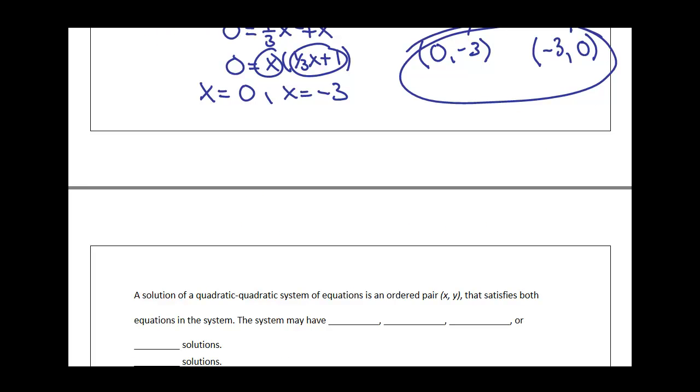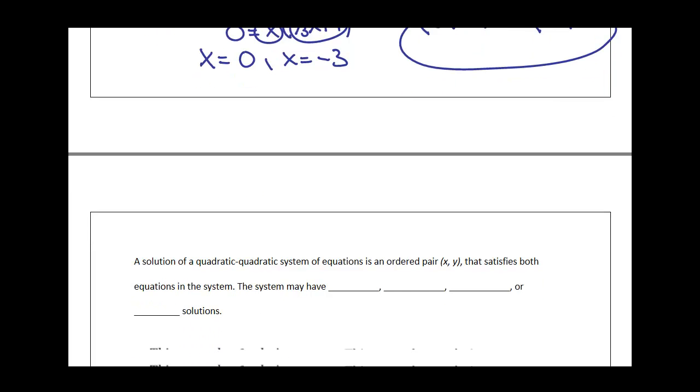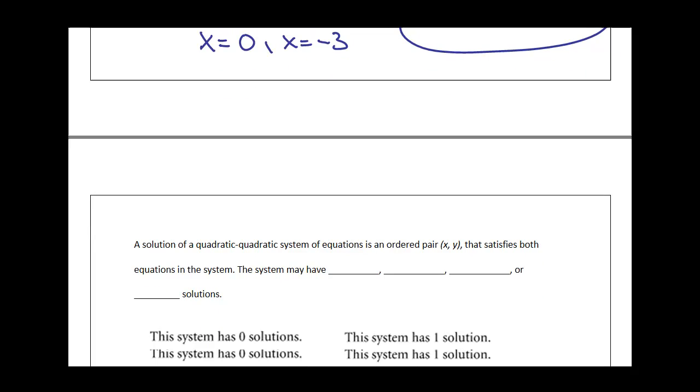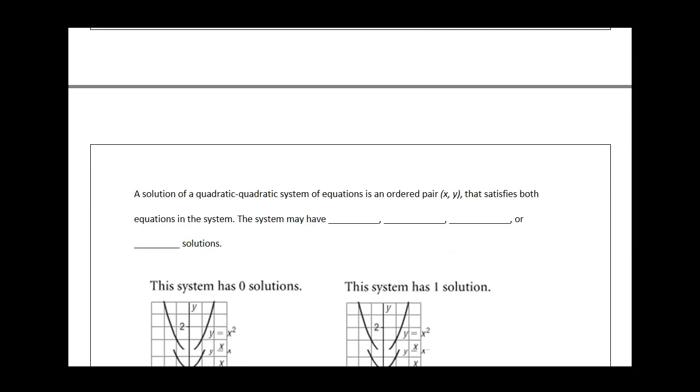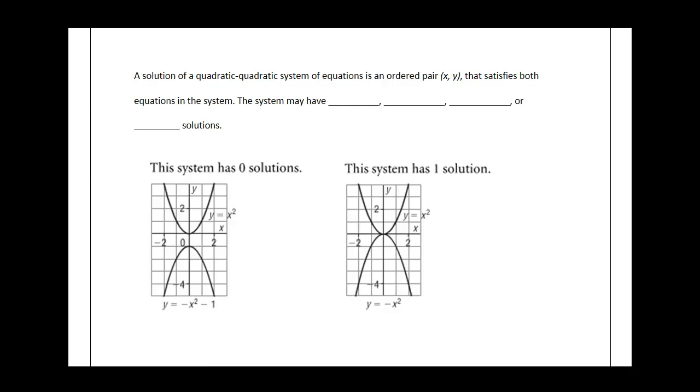They are going to be quadratic systems of equations. We no longer have lines in these systems. A solution of a quadratic system of equations is an ordered pair again that satisfies both equations in the system. So there we go, there's the similarity there. So now the system may have 0, 1, 2, or infinite solutions in this case.